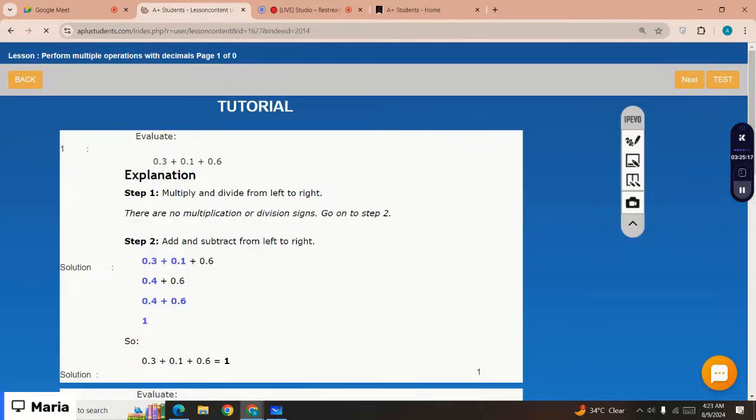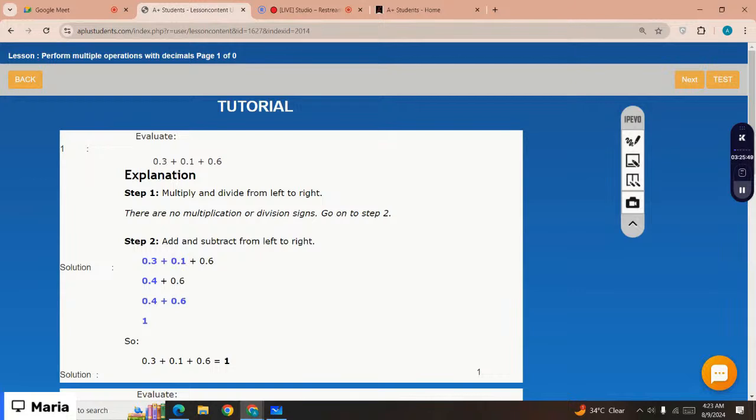Okay, 0.3 plus 0.1 plus 0.6. So basically you now have more than one operation in a single question, right? When you have more than one operation, you have an order to solve them in. So here you have only addition. So you can add the first two numbers, 0.3 plus 0.1, that is 0.4, and then add 0.6. So the correct option is 1.